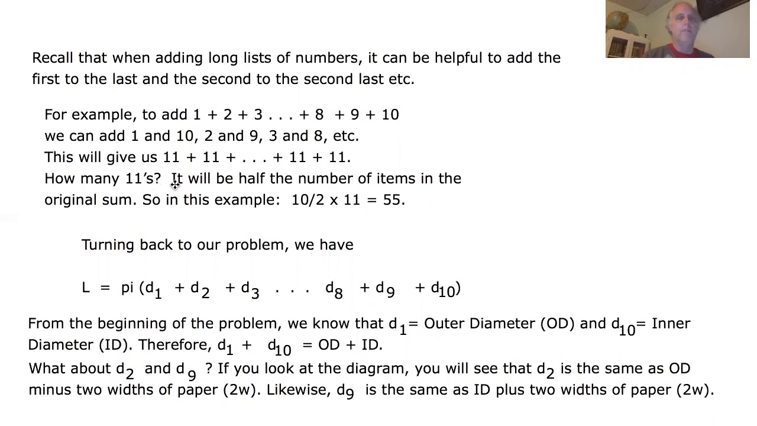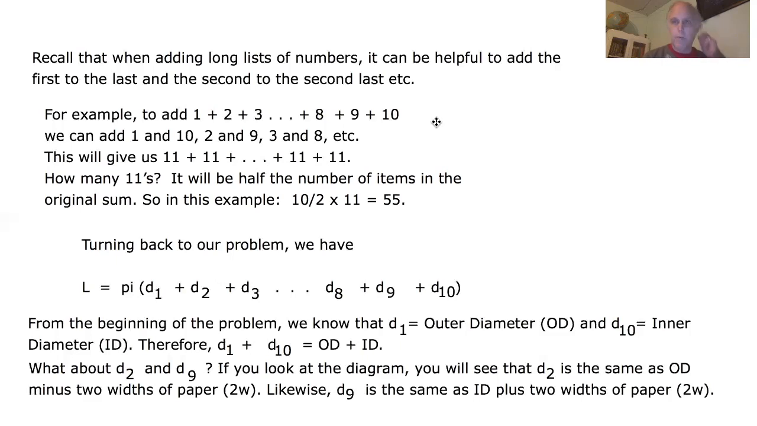How many 11s? It turns out that the number of 11s is half the number of items that were in the original sum. In this original sum, 1 plus 2 plus 3, there were 10 different numbers, 1 through 10. So the number of times we multiply by 11 is half that number, because the items are going to be paired up. So it makes sense that the number of items is divided by 2. So 10 divided by 2 times 11 gives us 5 times 11, which is 55. Therefore, the sum of 1 plus 2 plus 3 all the way to 10 is equal to 55.